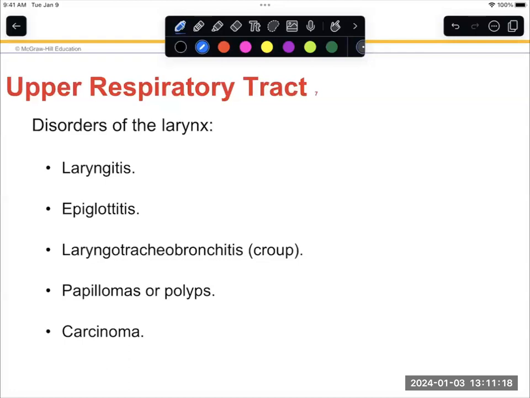Laryngotracheobronchitis, or croup. This is viral, and it produces that bark-like cough. Papillomas or polyps are benign growths that are found within the larynx. They're usually treated by removal if they cause problems. And then carcinoma of the larynx is usually caused by years of smoking. It's that cancer of the larynx.